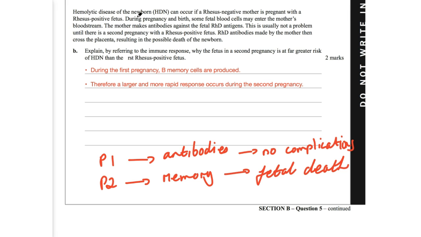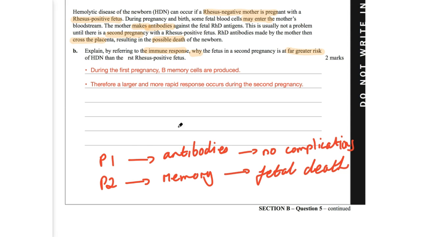Okay, so moving into part B now. Hemolytic disease of the newborn, HDN, can occur if a rhesus negative mother is pregnant with a rhesus positive fetus. So with the above situation, during pregnancy and birth, some fetal cells may enter the mother's bloodstream, and therefore the mother actively makes antibodies against the fetal RHD antigens. This is usually not a problem until there is a second pregnancy with a rhesus positive fetus. RHD antibodies made by the mother then cross the placenta, and that results in the possible death of the newborn. So B is explained by referring to the immune system: why the fetus in a second pregnancy is at a far greater risk of HDN than the first rhesus positive fetus.